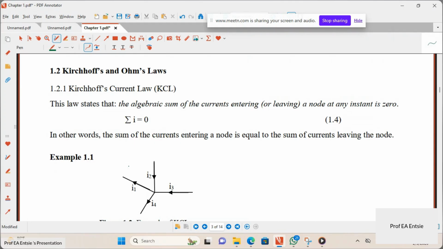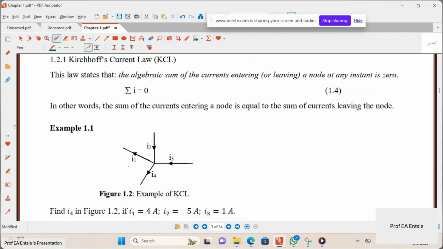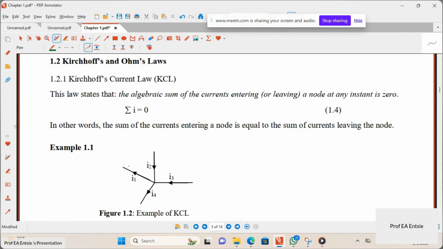Leaving a node at any instant is zero. In other words, the sum of the current entering a node is equal to the sum leaving the node. So if I have this here, let's assume this is a node here. It's a node. Then what we are saying is I1 is what? I1 is leaving the node. I4 is also leaving the node. So these ones are the leaving ones.